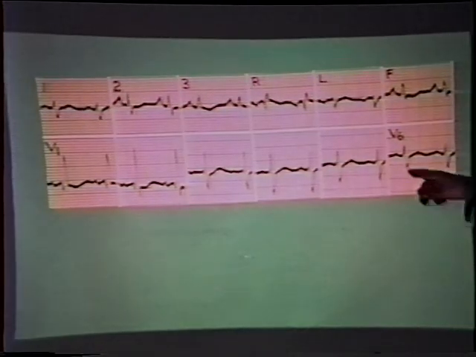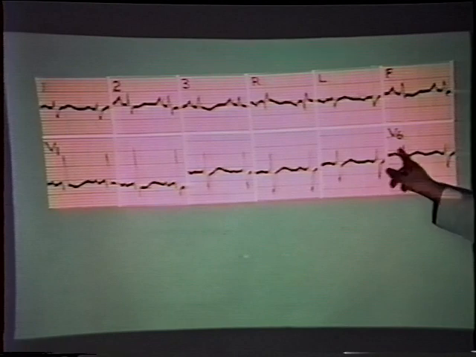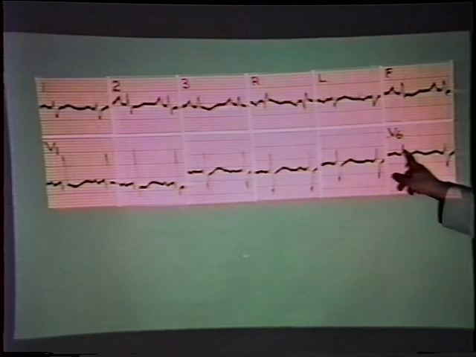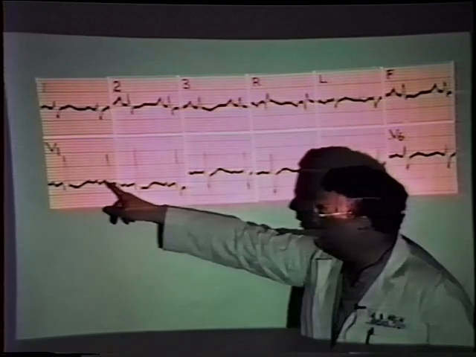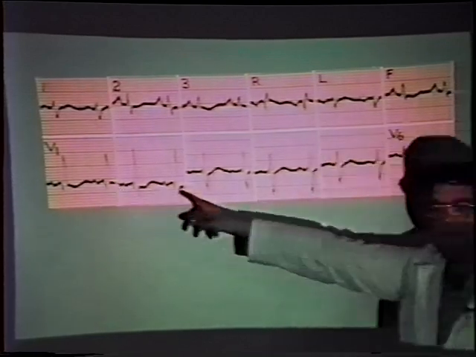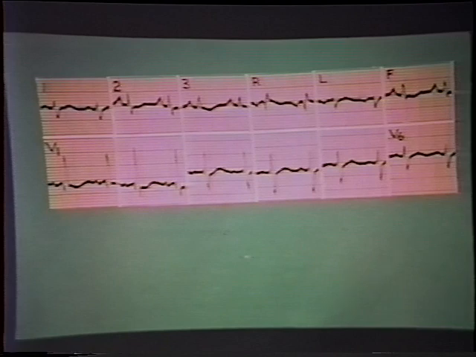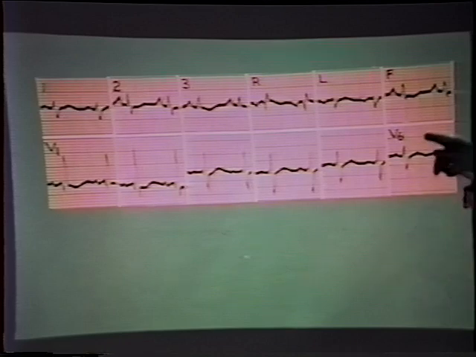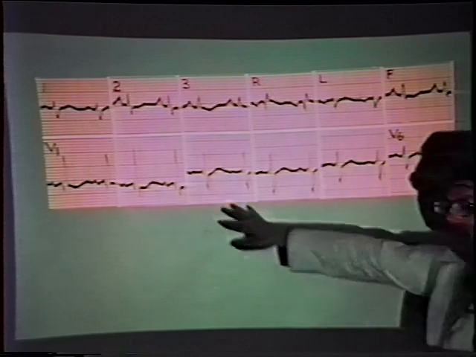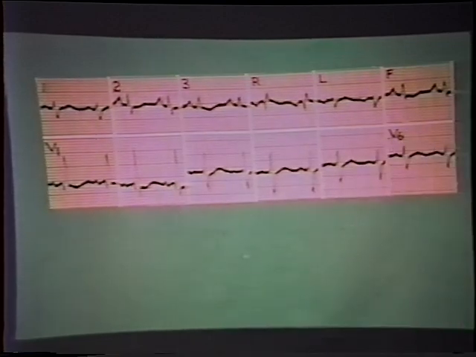Now we look at this one. There's not a lot of high voltage in V5 and V6. But in V1, V1 should be negative. It's positive. The R prime is greater than the S. RVH. Just look at one lead, RVH. You can look at this lead too and say it, but let's just look at V1, RVH.